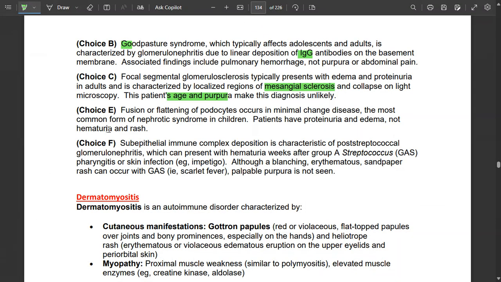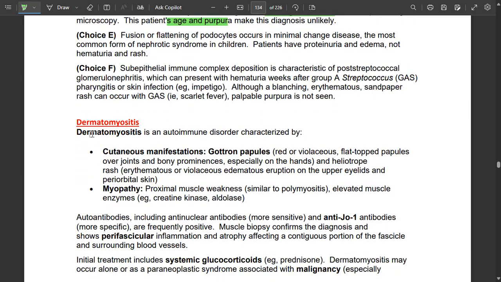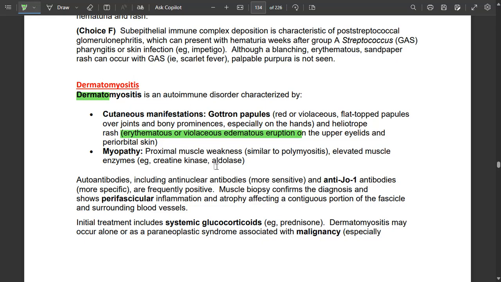Let's learn the topic and then test ourselves. Dermatomyositis is an autoimmune disorder characterized by cutaneous manifestations, like Gottron papules, red-violet plaques over joints and bony prominences, especially in the hands, and heliotrope rash, an erythematous-violaceous edematous eruption on the upper lids. Myopathy means proximal muscle weakness, and as in polymyositis, enzymes like CK and aldolase levels are elevated.